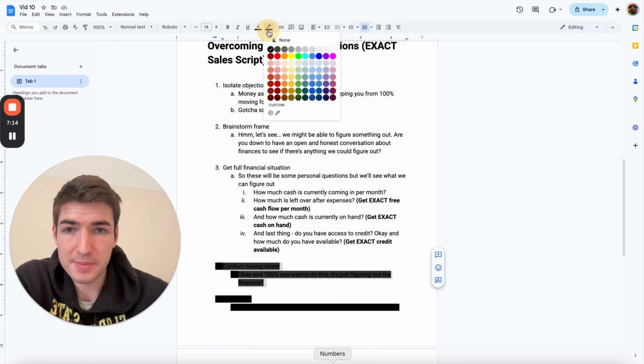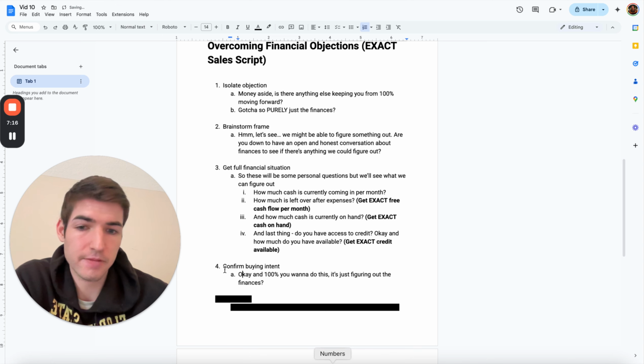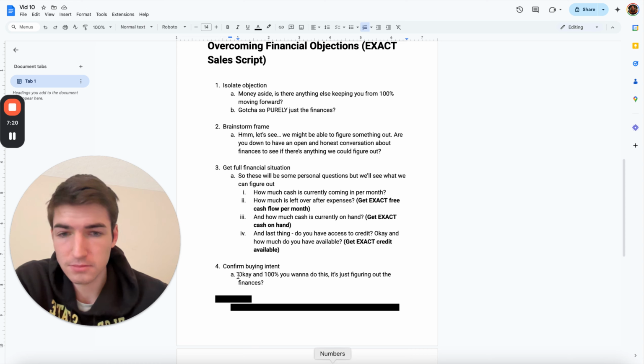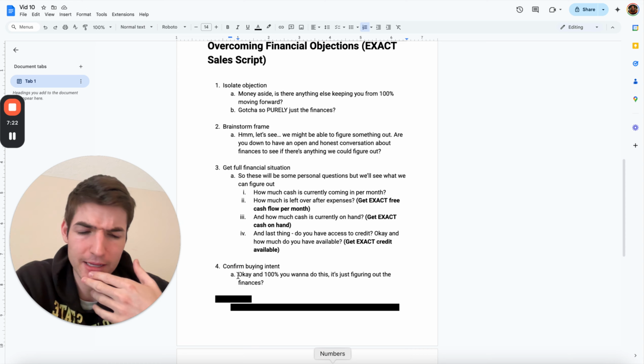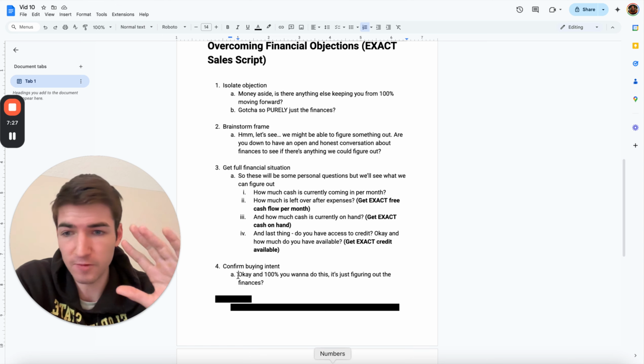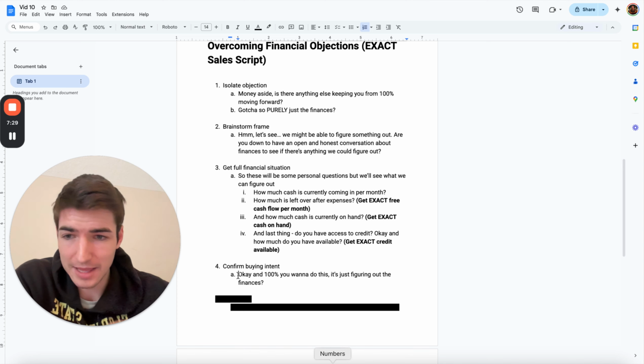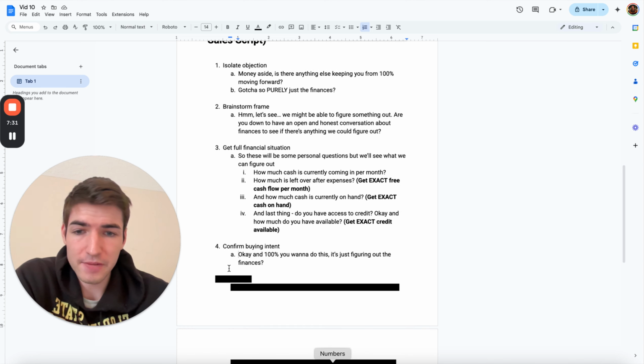So there are 2 more steps to actually close the deal. Number 4, confirm buying intent. This one's very simple. You just reconfirm it: okay, yeah, appreciate you sharing that. So 100%, you want to do this, you want to move forward, it's just figuring out the finances. Yep, that's it. We just reconfirm buying intent.